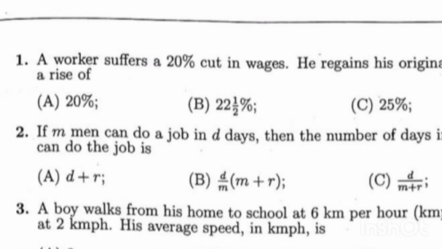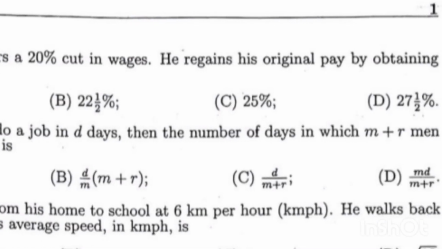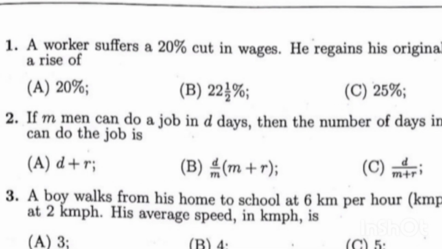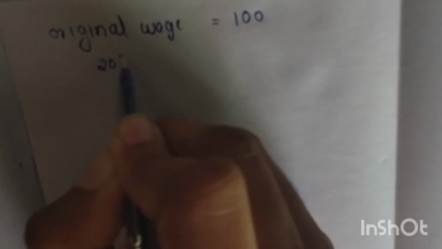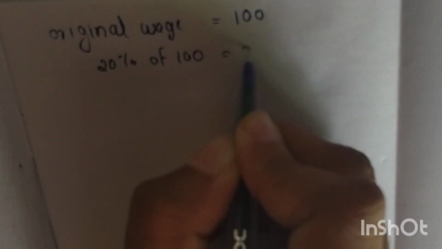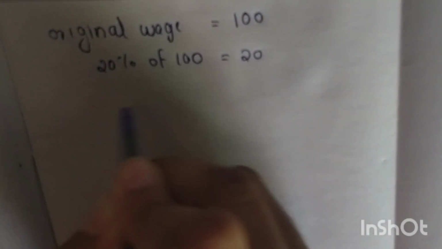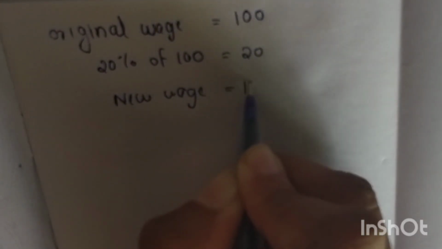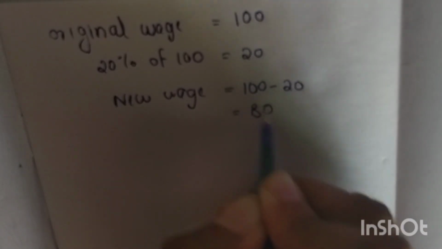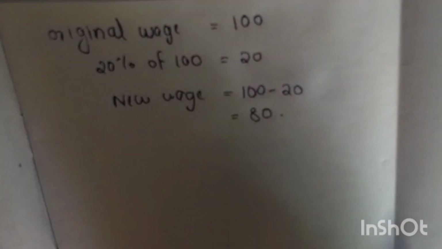A worker suffers a 20% cut in wages. He regains his original pay by obtaining a rise of how much percentage? First, let's assume that the original wage is 100 rupees. So he got a cut of 20%, and 20% of 100 is 20 rupees. After the cut, the new wage is 100 minus 20, that is 80. So the new wage for him is 80 rupees after the cut.